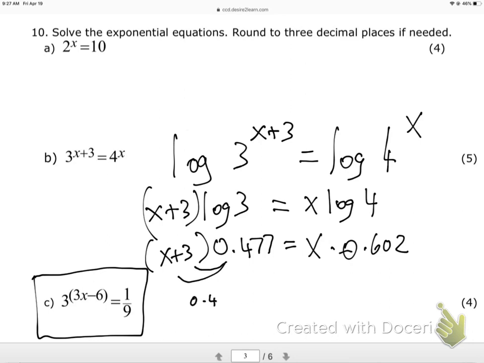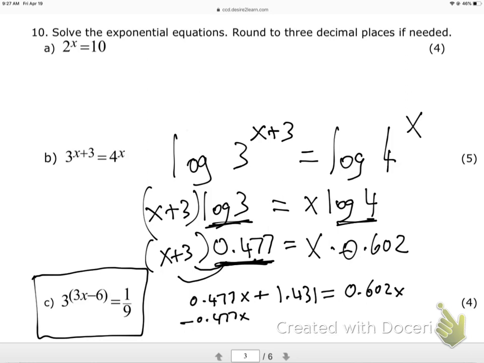0.477x plus 3 times 0.477, which is 1.431, and that equals 0.602x. So all I've done is a distributive law with a decimal. Basically these are just numbers. Now if I take this away from both sides and put the x's on one side, 0.602x minus 0.477x is 0.125x, and that equals 1.431.